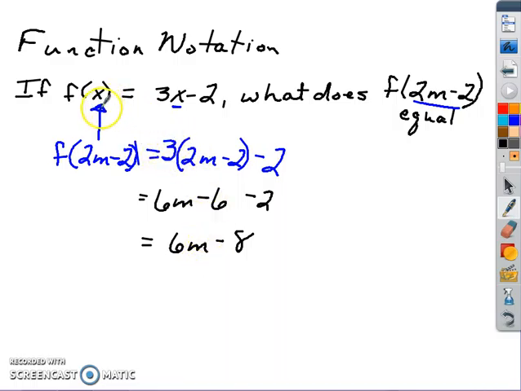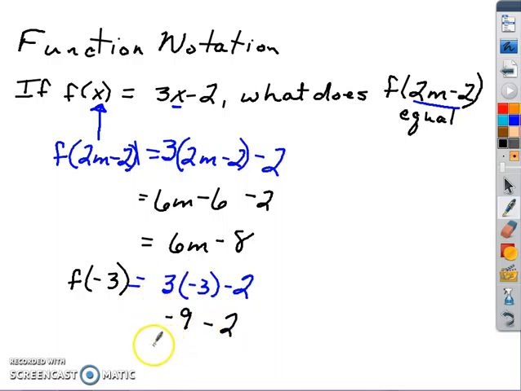Now if I want to use the same f of x function, this time I want to know what is f of negative 3. So we'll start with substituting in negative 3 wherever there's an x. So I have 3 times negative 3 minus 2. So 3 times negative 3, that's negative 9. Negative 9 minus 2 gives me negative 11.